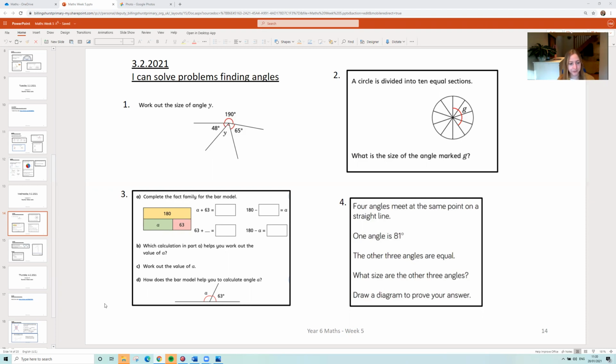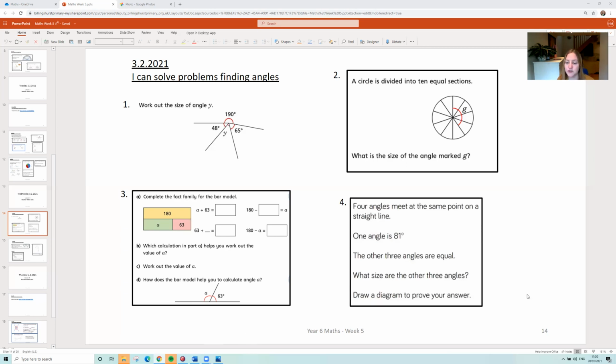Question 3. You've got to complete the fact family for this bar model. So you've got to think about if you were showing your understanding of the addition of different angles on a straight line in a bar model. So finding that missing value, just as you would do if this was shown as an angle. And then complete that to help you calculate the value of angle A.